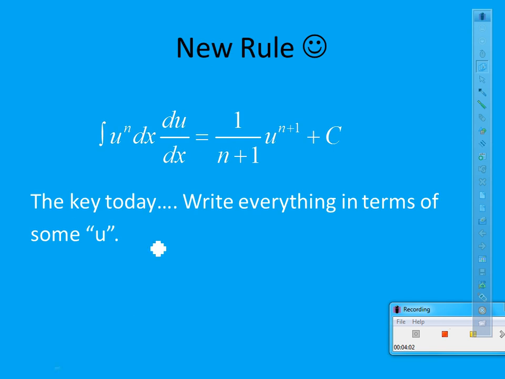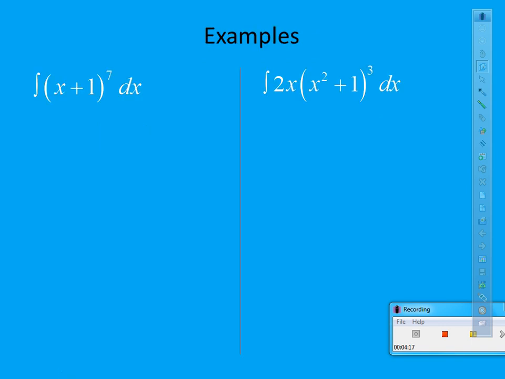The rule today is very similar to what we did last time. Just like when we found the derivative with the chain rule, it was just like the power rule. We just multiplied by the derivative of the parentheses. I've got to offset that derivative of the parentheses. And I'll show you what I mean. Here's the first one on your sheet. The antiderivative of (x plus 1) to the 7th dx.